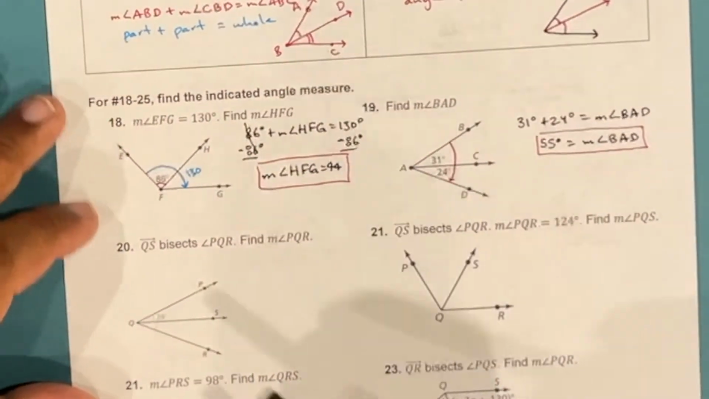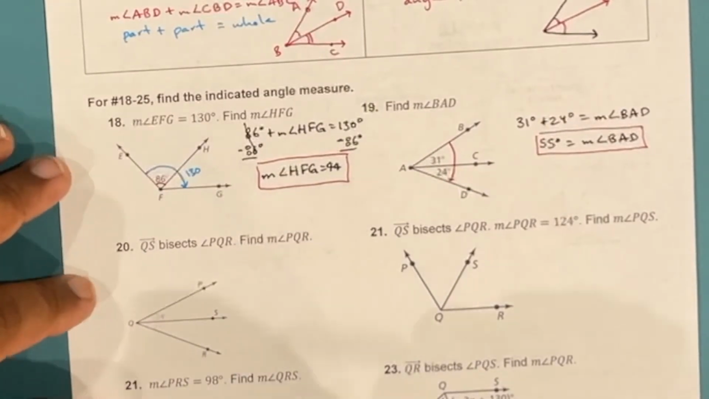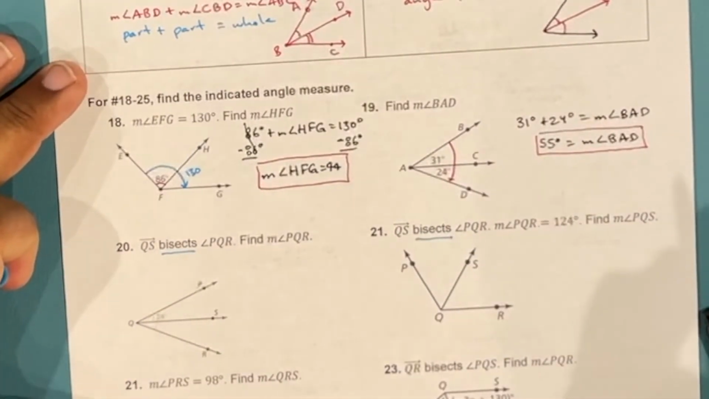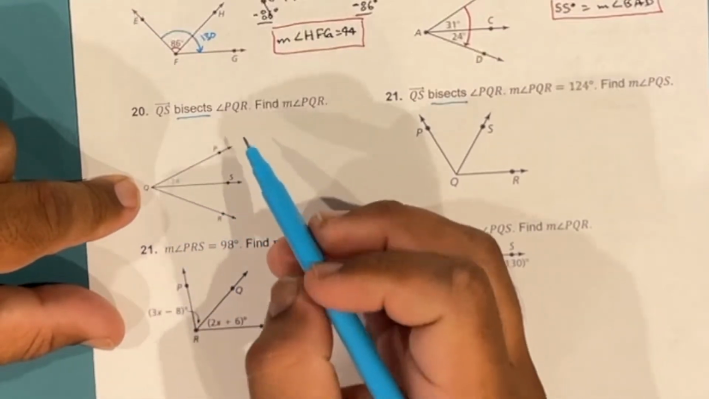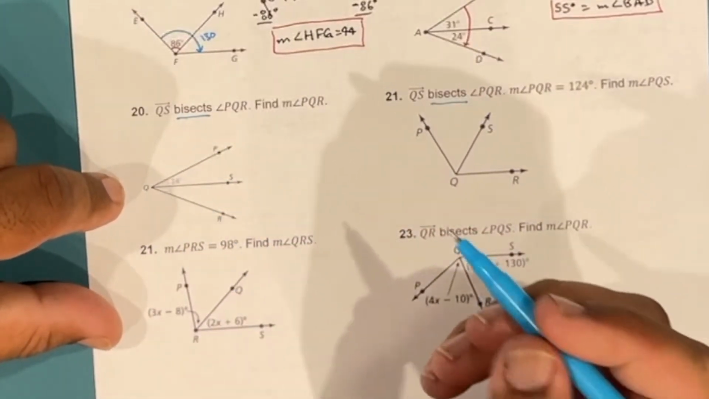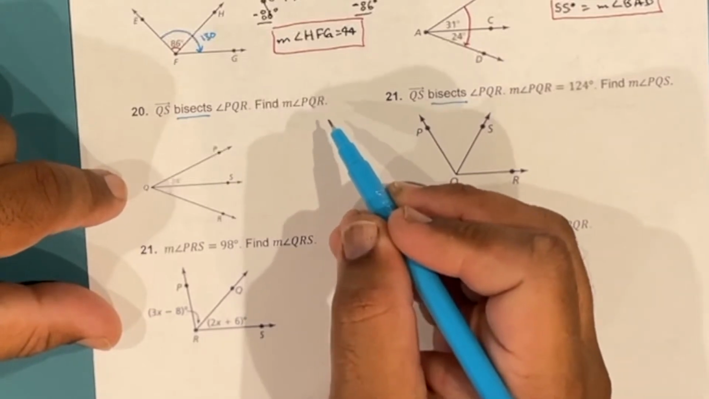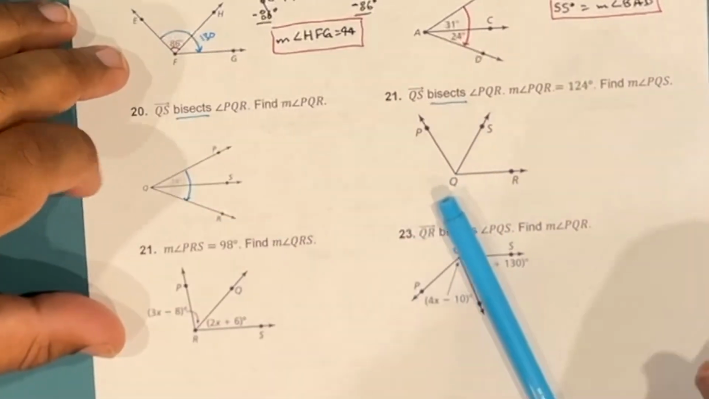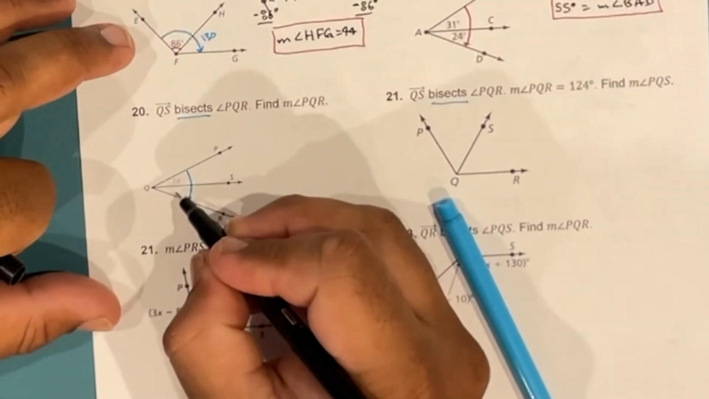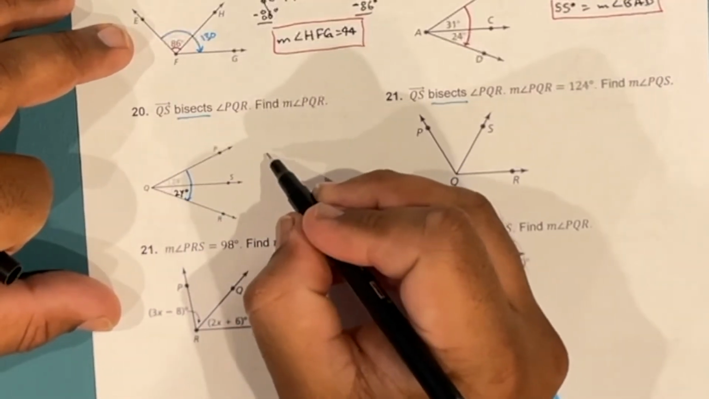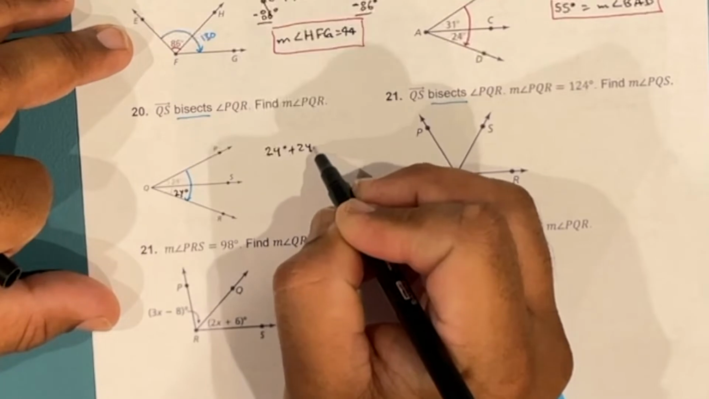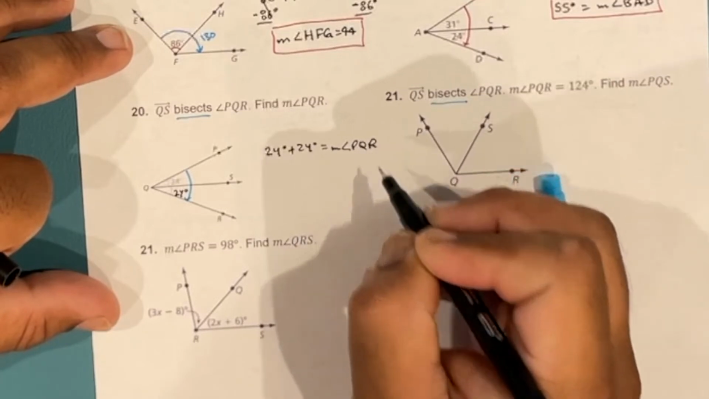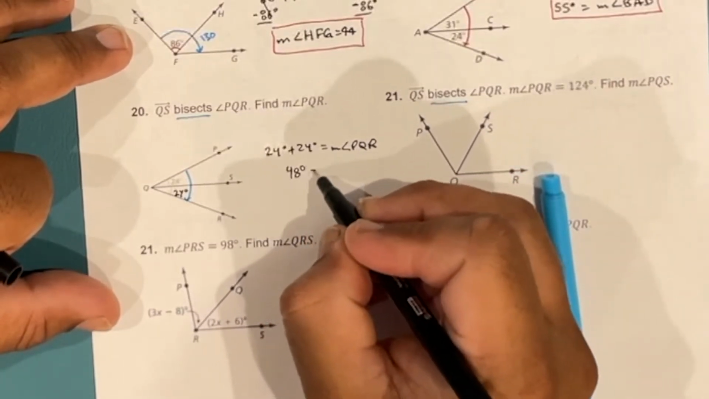All right, now we have some bisect questions. So the key word is bisect and then bisects. So QS bisects PQR. Find angle PQR. So he wants to know the big one. So the idea is if that's 24, this also must be 24 degrees. So 24 degrees plus 24 degrees equals the whole angle. That is 48 degrees.